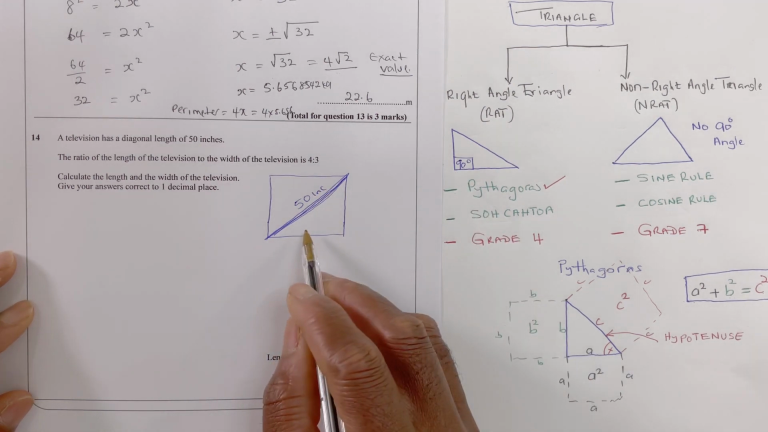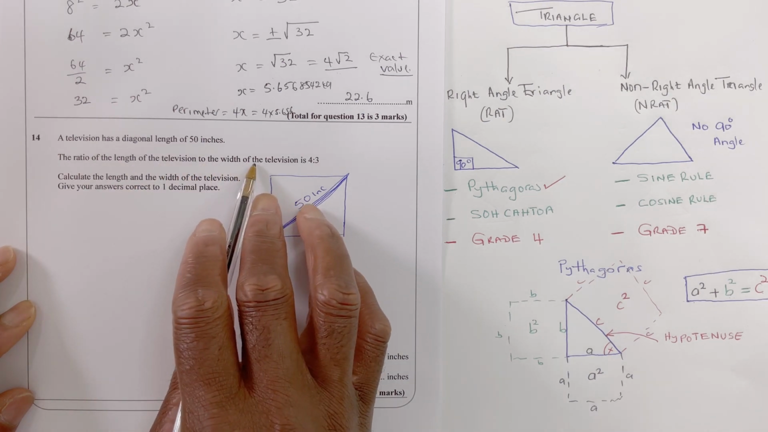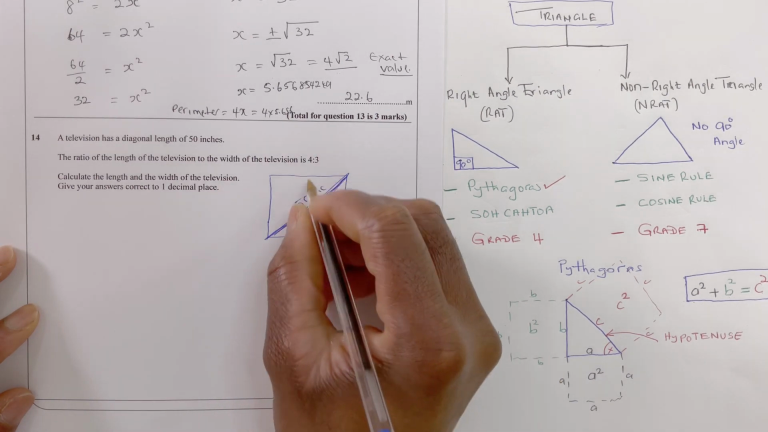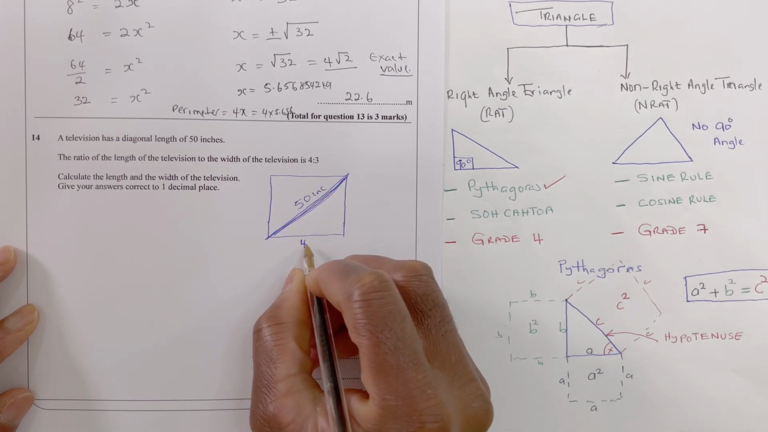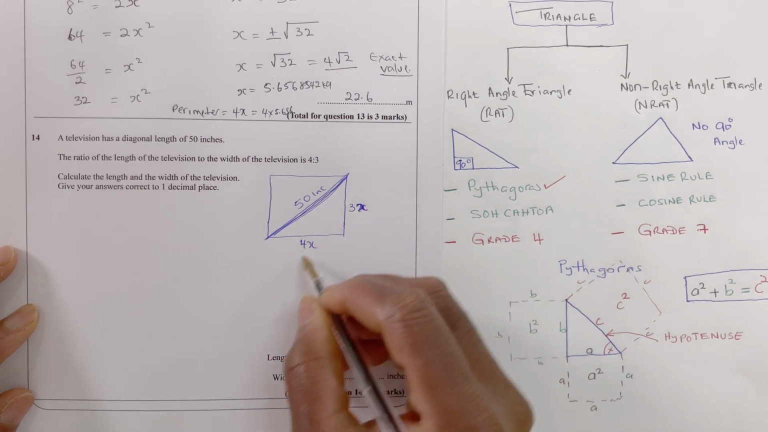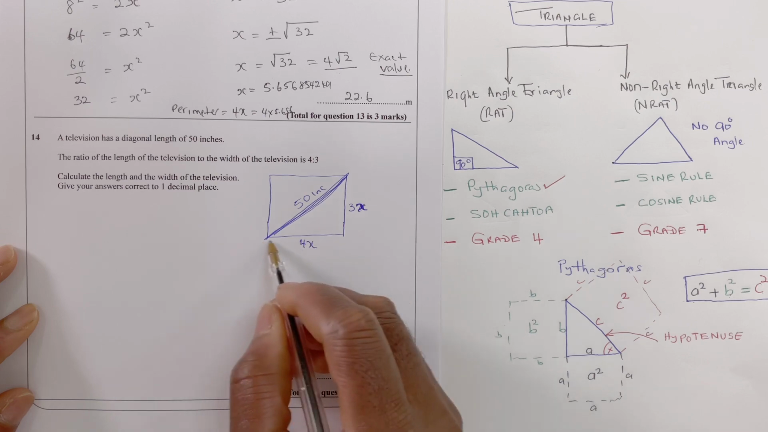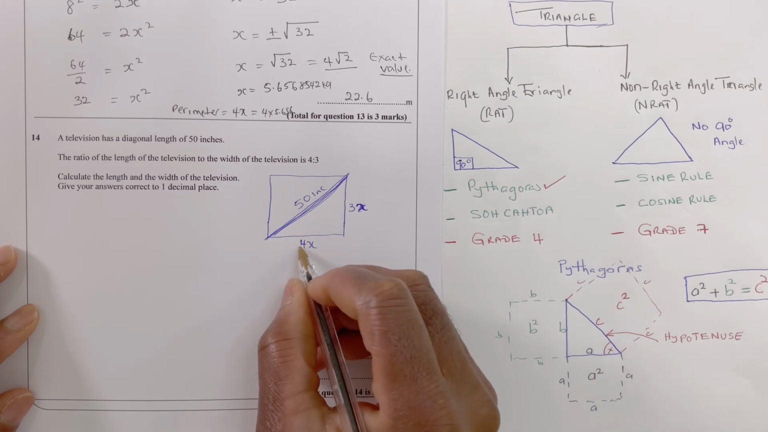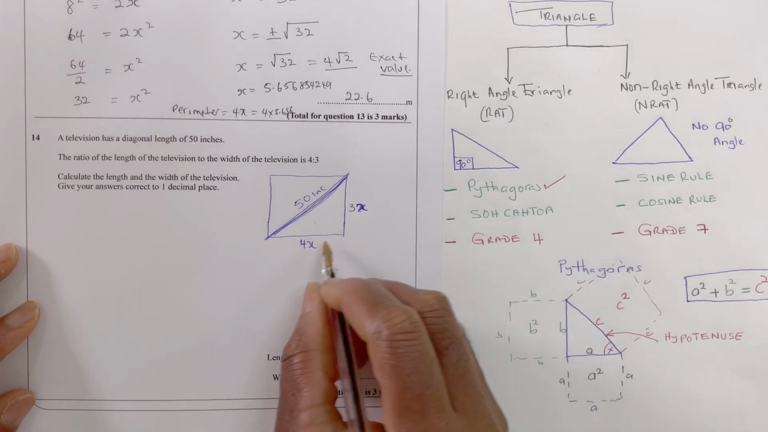And the ratio of the length of the television to the width of the television is 4:3, which means, let's call the length x, so that would be 4x to 3x. That's what that meant. So the ratio is 4:3. Because if this is 4x, you have to give it a length value, a variable, x. If this is 4x, that would be 3x. And so that would be 4:3.